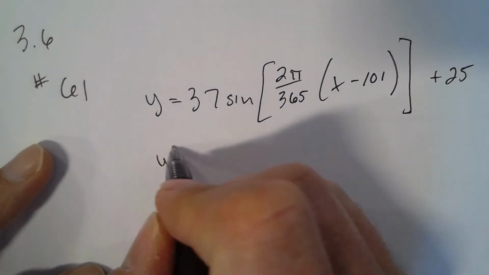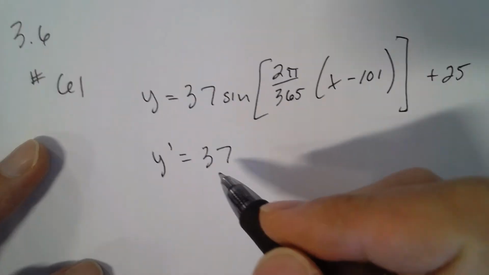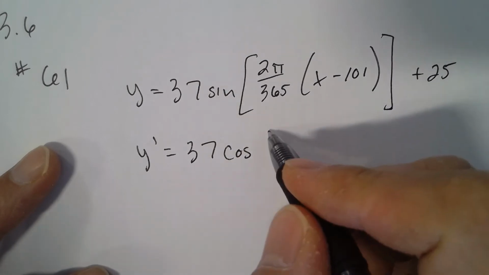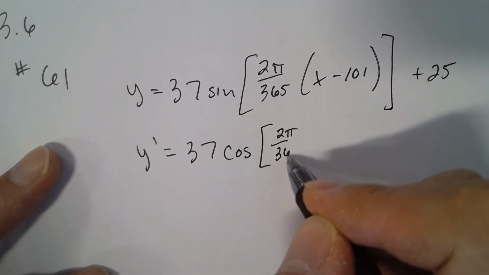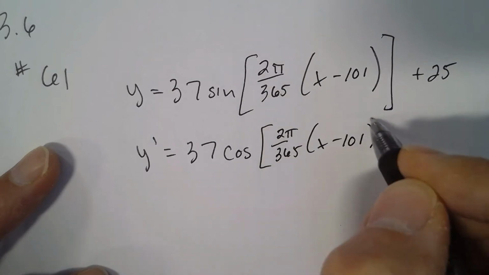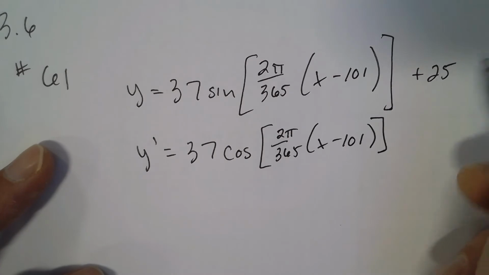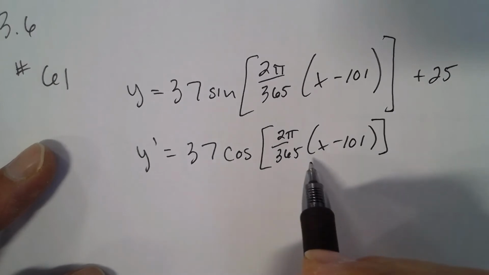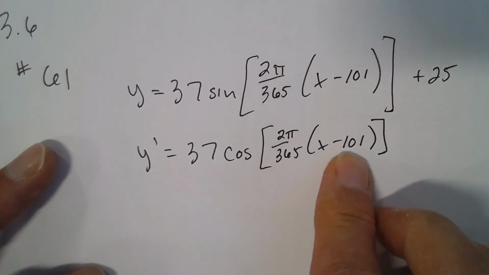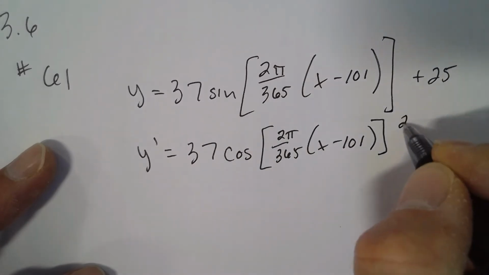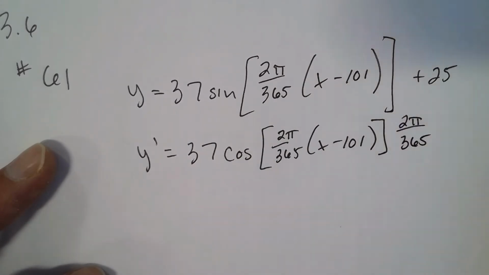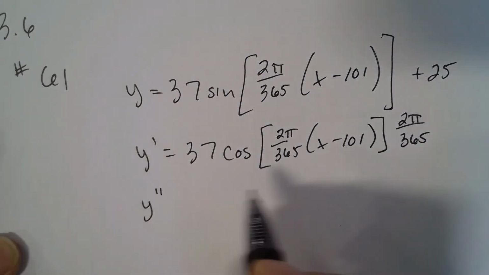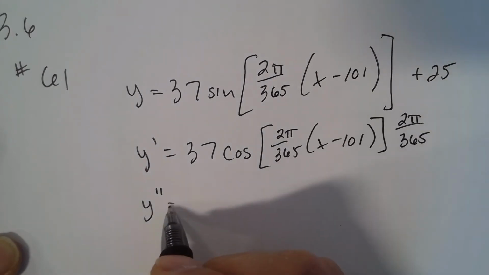Alright, so y prime, the 37 can float. Now the derivative of sine of u would be the cosine of u. The derivative of 25 is 0. So cosine of u times the derivative of the inside. Well, the derivative of the inside, if you distribute that, it's just going to be 2 pi over 365. That's my first derivative. If I want to find the maximum of that, we're going to find another derivative.